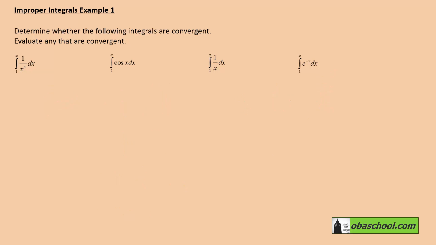Now the next one is the integral from 1 to infinity of cos x dx. So let's do that as 1 to a of cos x dx, and of course cos integrates to sine x. And so what we'll get there is sine a take away sine of 1 radian.